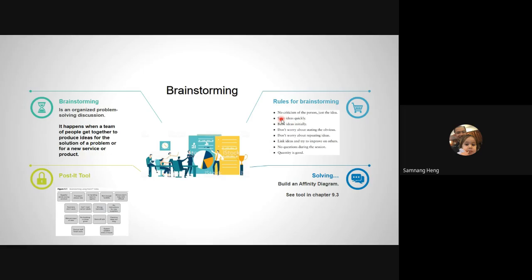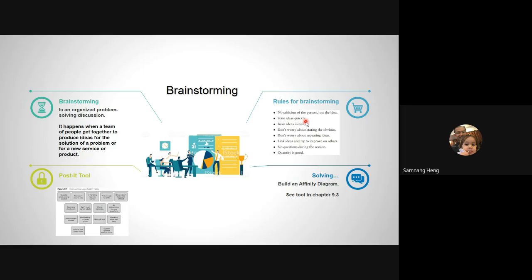There are a few rules that they point out, like no criticism of the person, just the idea. If you don't like the idea, don't say, oh, you are wrong. Don't say that. Say, can I correct your idea? Just attack the idea, attack what they say. Don't attack a person. If you attack the person, they might feel bad, and maybe later on they don't want to contribute their ideas anymore. Again, just to clarify, if you don't like it, just attack the idea.